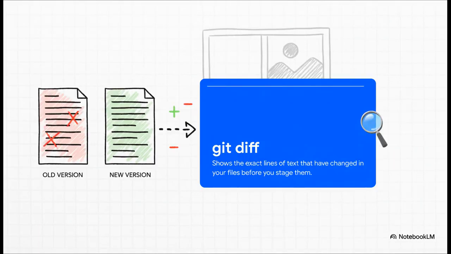But what if you want to see the exact changes you've made since your last save before you even decide to stage them? For that, there is the incredibly powerful git diff command. It will show you line by line exactly what you've added and what you've removed from a file. It's like putting the new photo and the old one side by side to spot the differences.